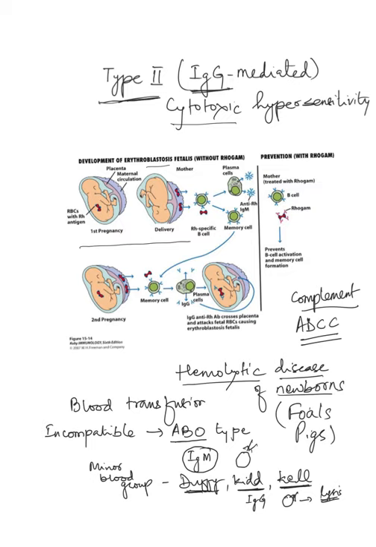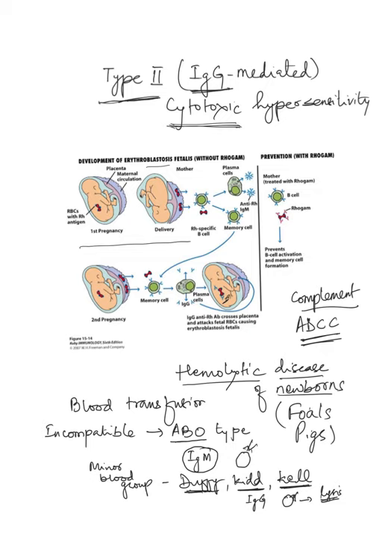So once the complex is formed, like here, the complement can come and bind and activate the complement pathway. And you know that in the complement activation pathway, there is formation of the membrane attack complex, which causes pores in the membrane of the cell, leading to its destruction. So that's why it is cytotoxic hypersensitivity.